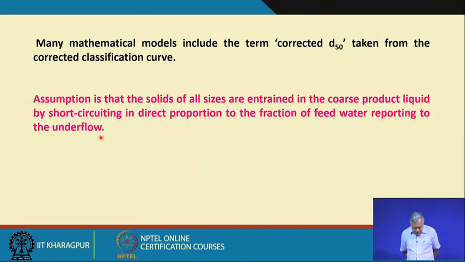So, if I have 25% of my feed water reporting to the underflow, then the assumption is that 25% of my feed material will report through the underflow, which is not classified at all. That means it has not been subjected to size separation.